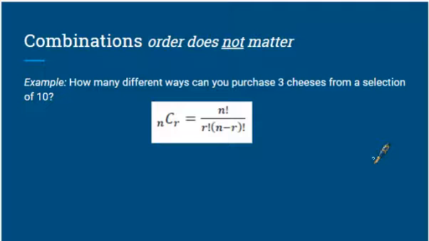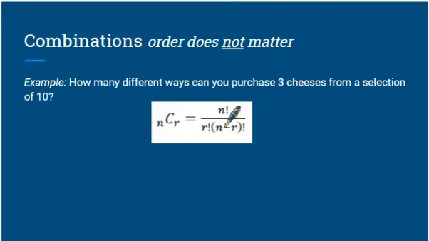So for this example, how many different ways can you purchase 3 cheeses from a selection of 10? If I'm in Wegmans and there are 10 cheeses there that I'm looking at and I pick 3 of them, if I pick cheddar cheese, it doesn't matter if I pick it first out of the group or second out of the group. It's still the same group of 3 cheeses. So in a combination, the order does not matter.